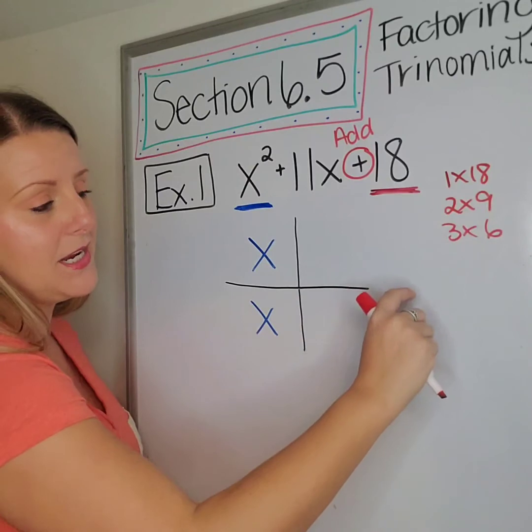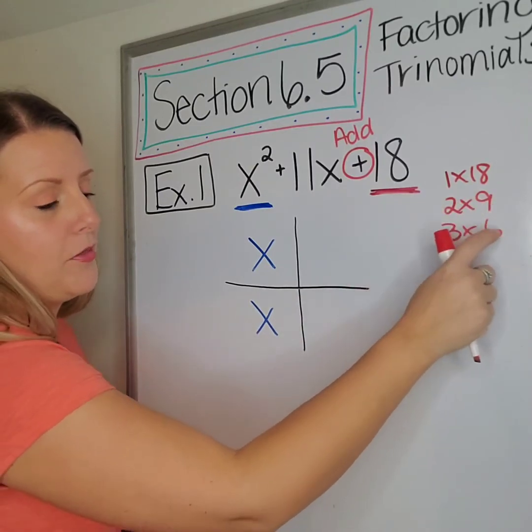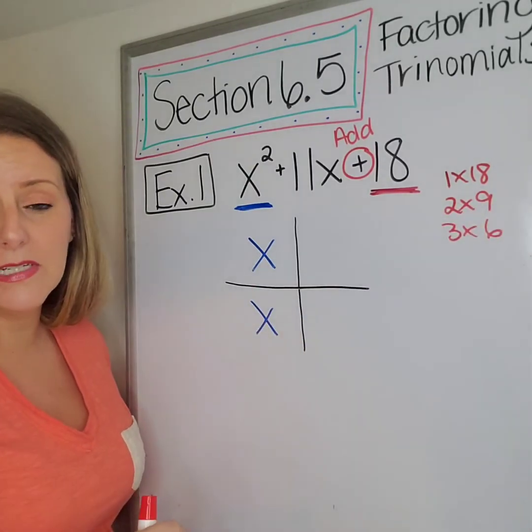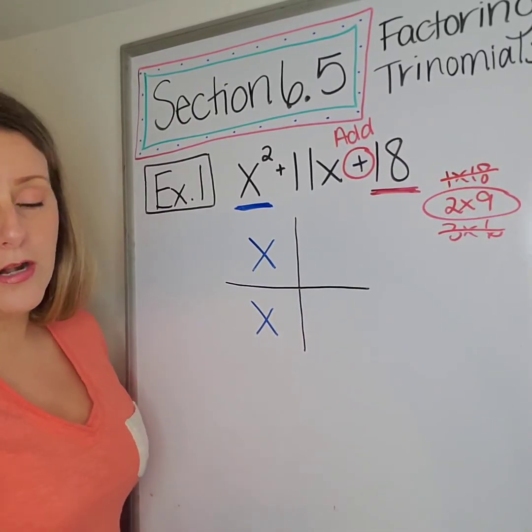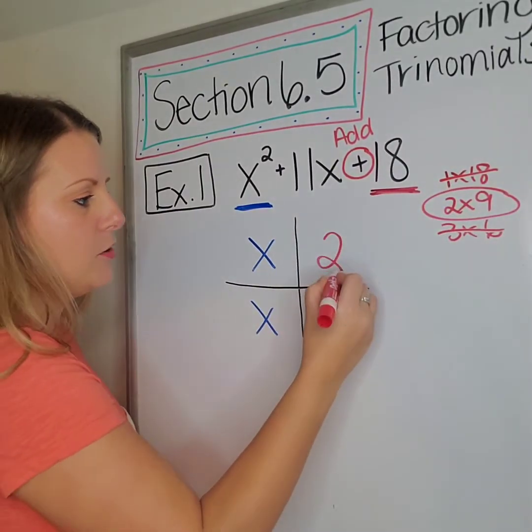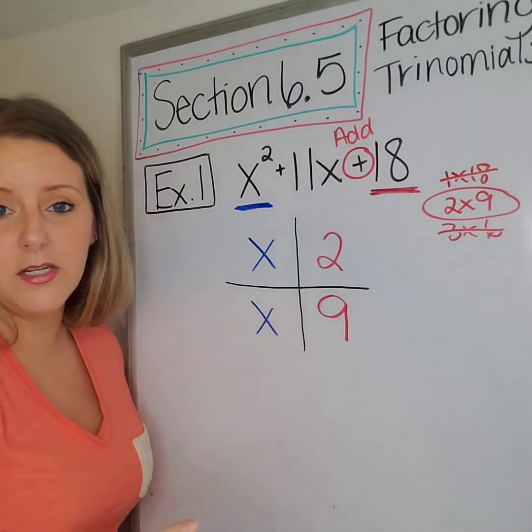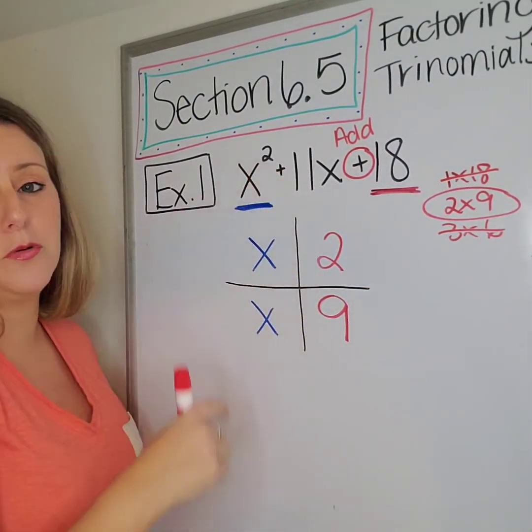So 1 plus 18, 2 plus 9, or 3 plus 6. Which one adds to make 11? That one doesn't, that one doesn't. 2 plus 9 or 9 plus 2. Again, order doesn't matter. You can put a 2 and a 9 or a 9 and a 2. They're going to add up to 11.